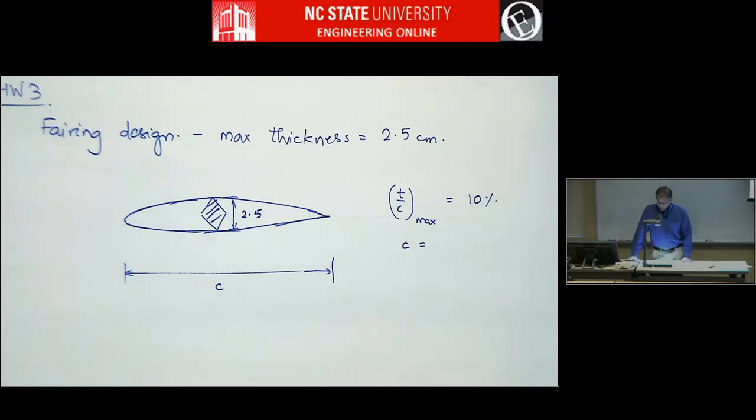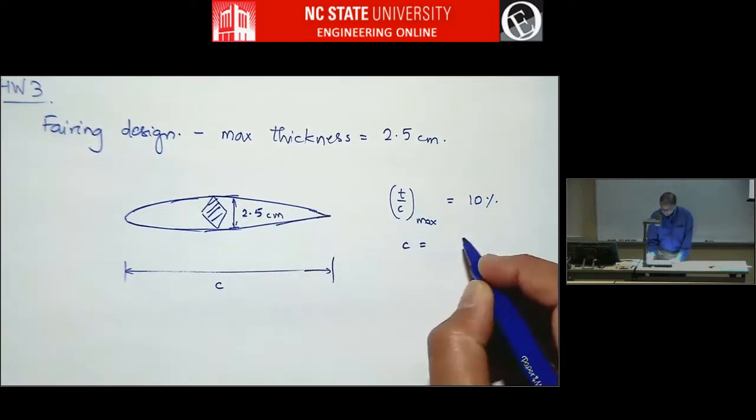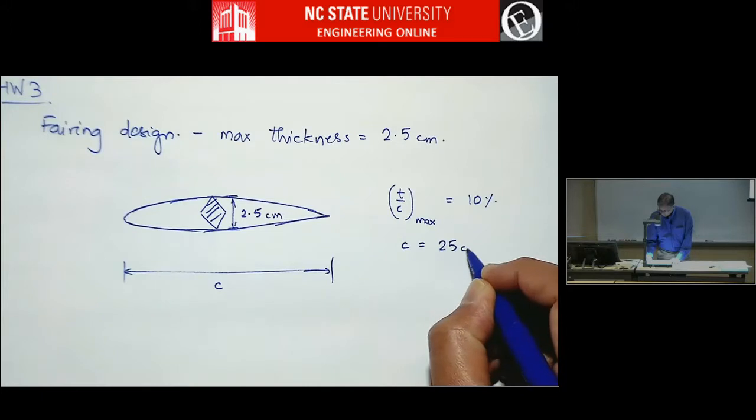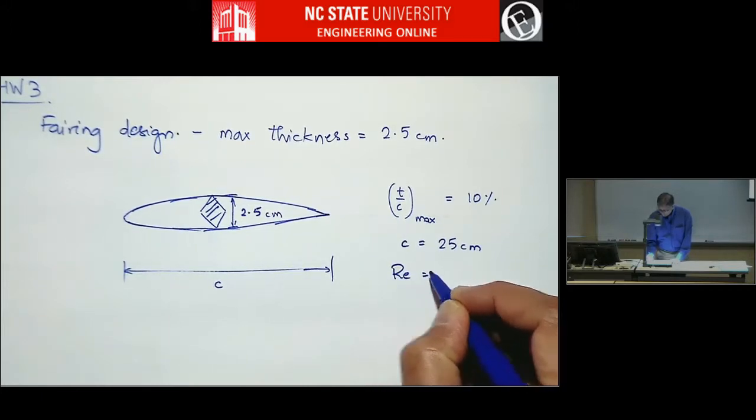So what's the chord if T over C max is 10%? 25 centimeters, right? Does it make sense? So this is 2.5 centimeters. So the chord is 25 centimeters. And can you calculate Reynolds number for me?